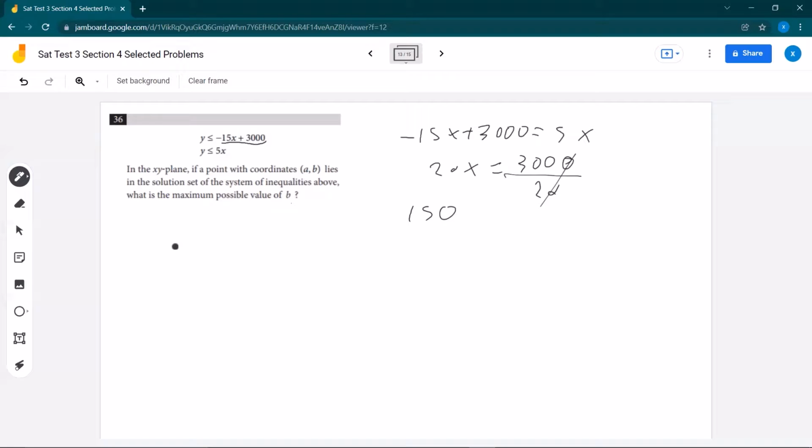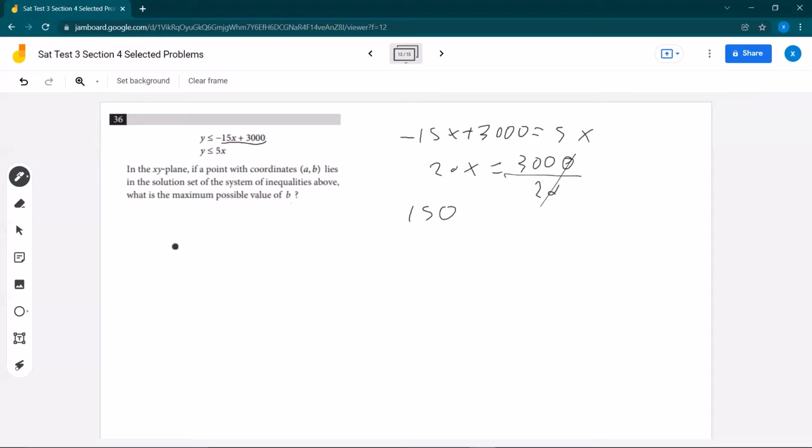That's not our maximum value. What it's saying is, if x is equal to 150, then this equation is minimally true. Let's see what happens if x is 150. Actually, no, this is the best way to think about it.